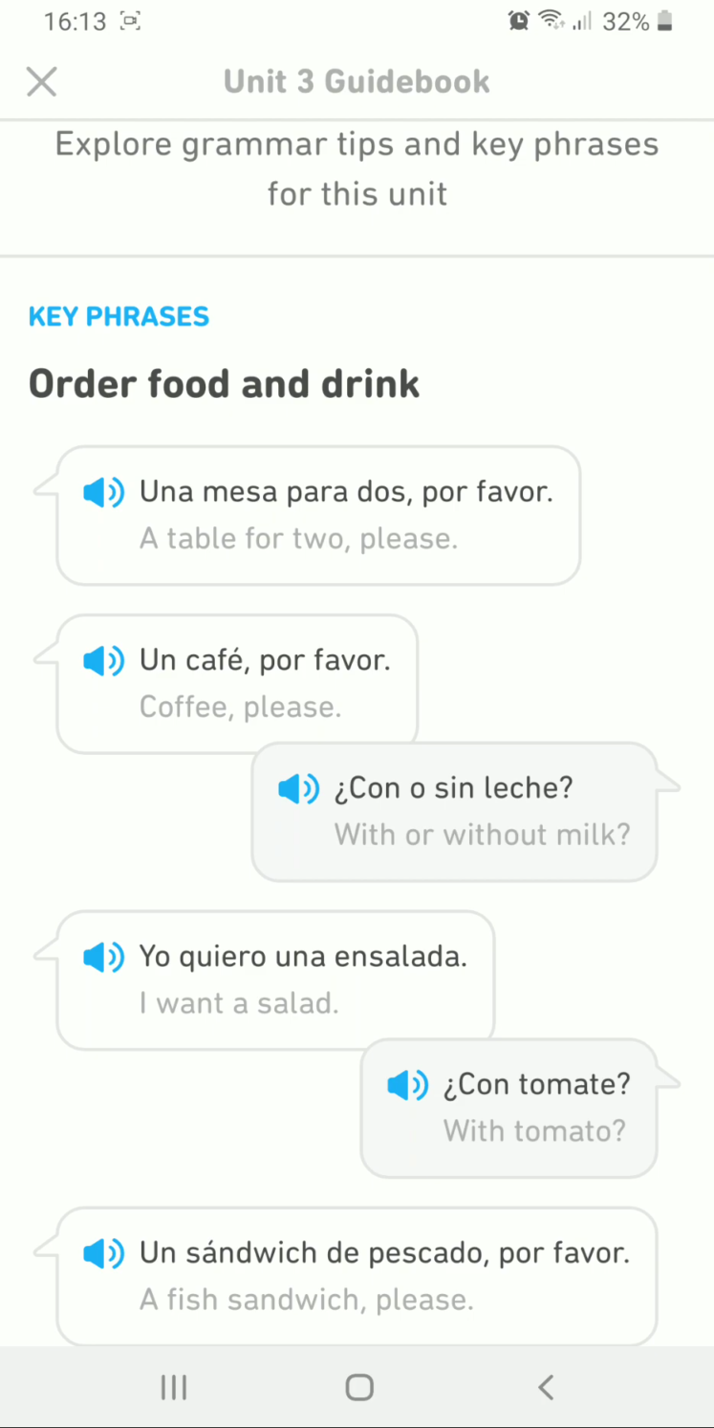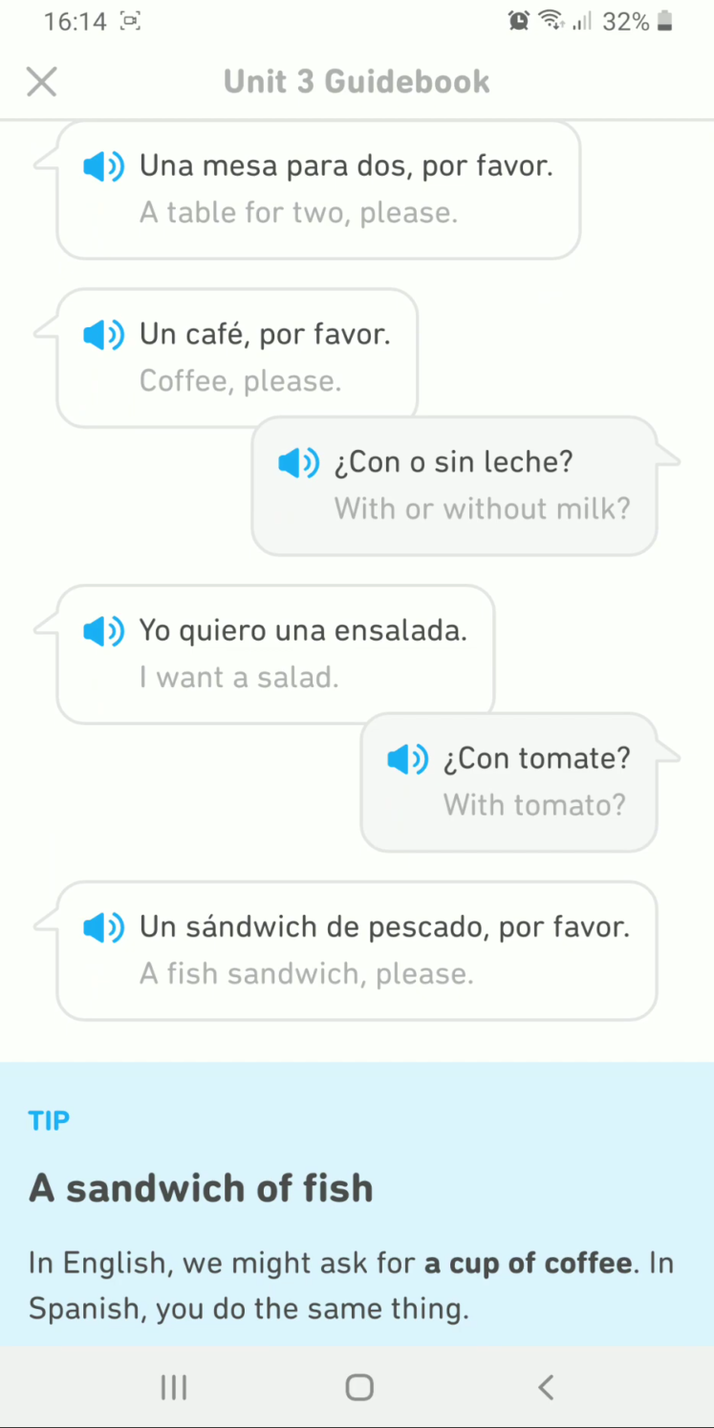Una mesa para dos, por favor. A table for two, please. Un café, por favor. Con o sin leche. With or without. Con o sin leche. Con o sin tú. For example, with or without you.